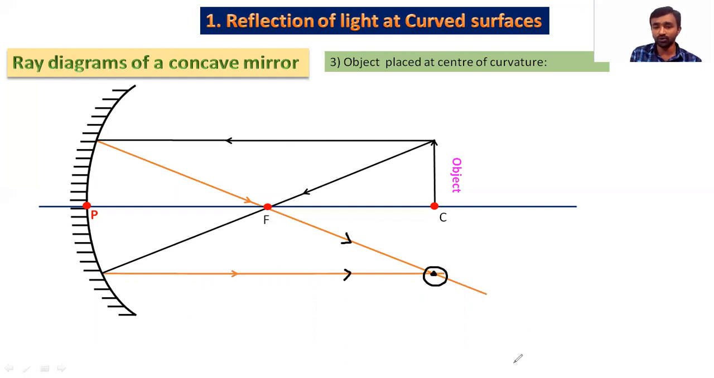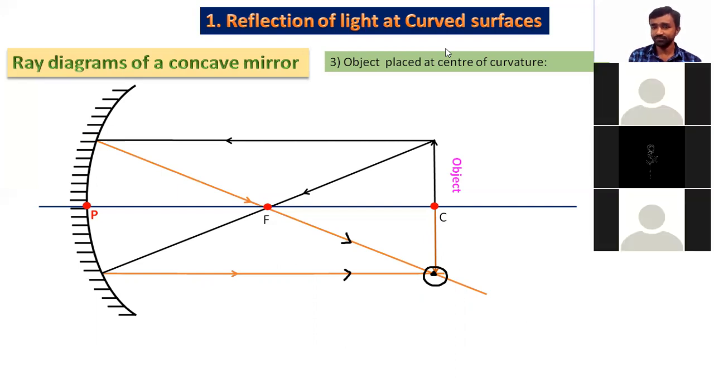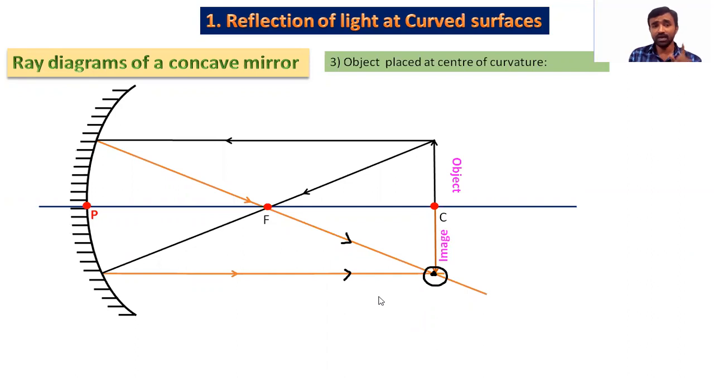From this point, what to do? We draw a perpendicular onto the principal axis. Where did I get the image? Anyone? At C, right? Then I will write the characteristics of the image formed by the concave mirror when the object is placed at the center of curvature. Having completed the construction of reflected light rays using R1 and R2, I got the image exactly at C.